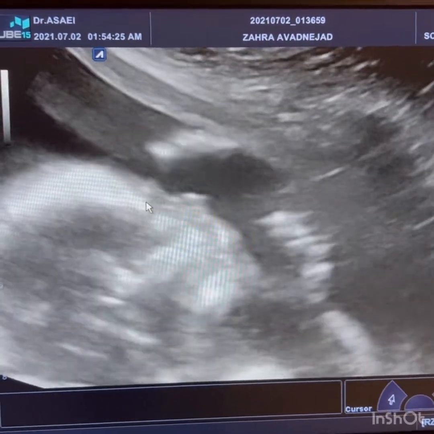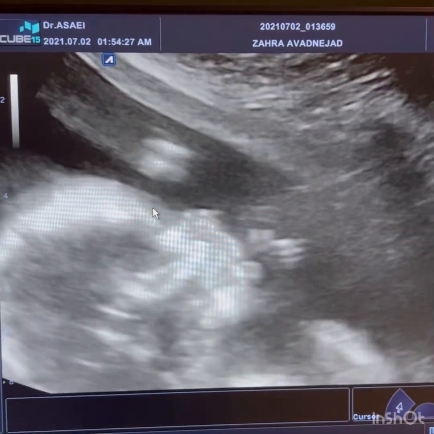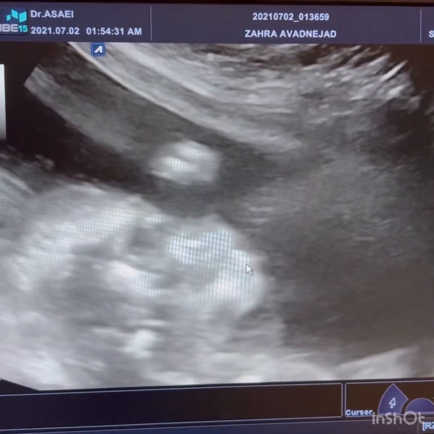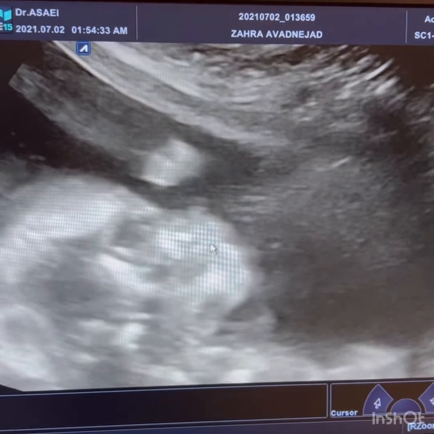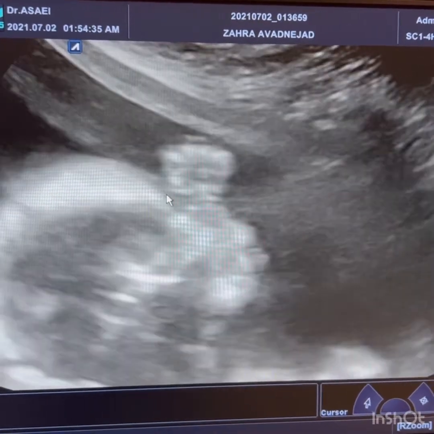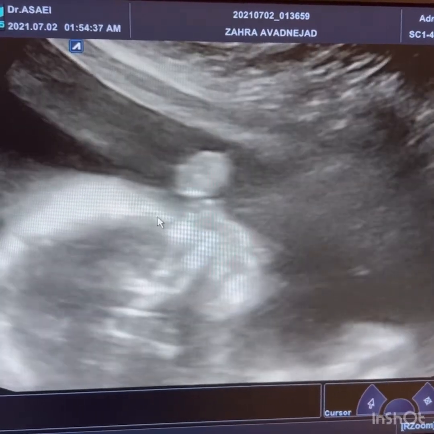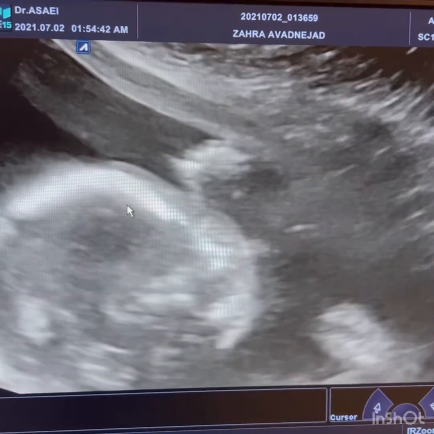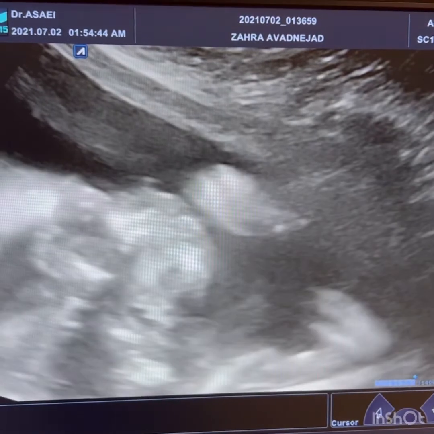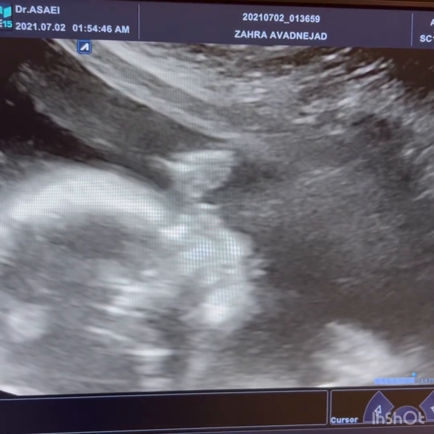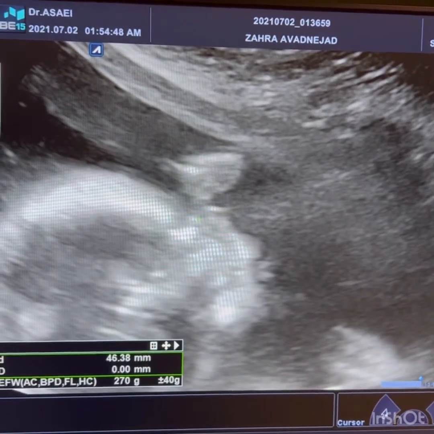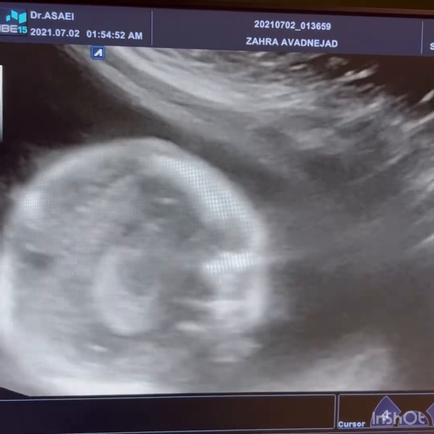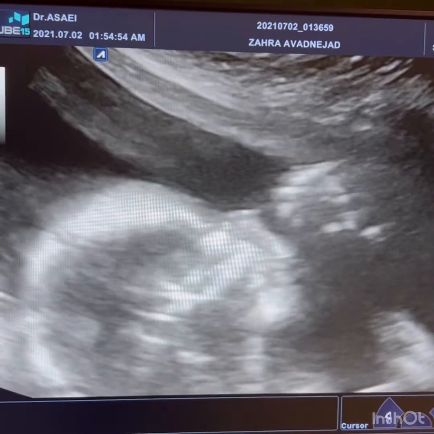Here we can see the mid-sagittal view. The lower lip and chin is here, upper lip. We can see a small nasal bone. So if we measure, it's about 2.6 millimeters.